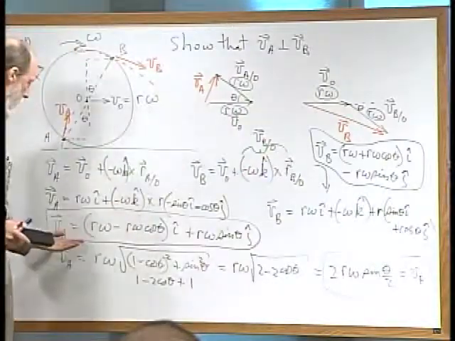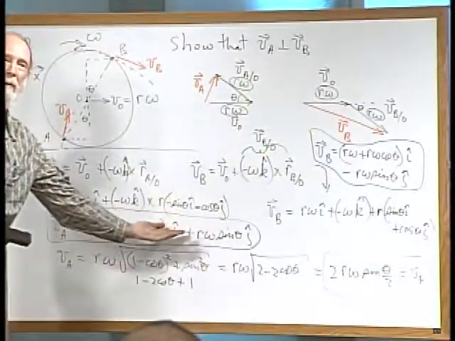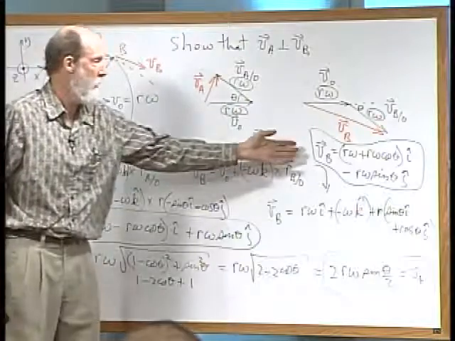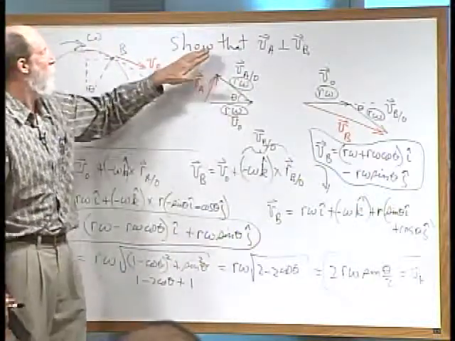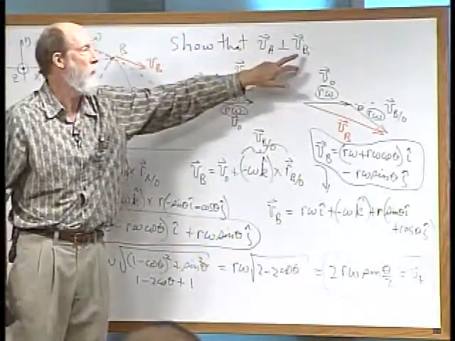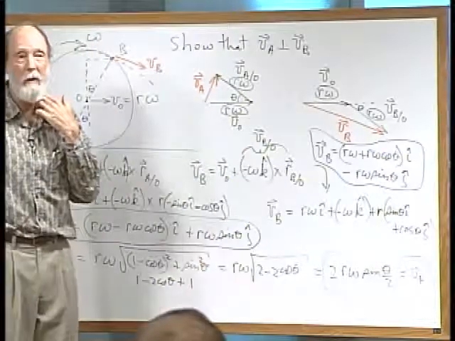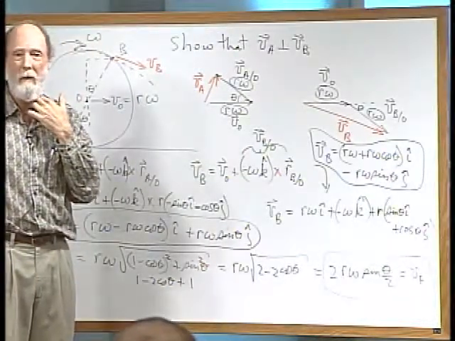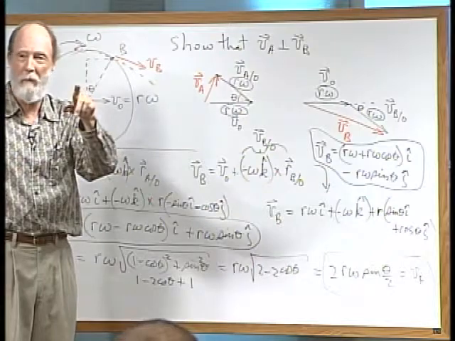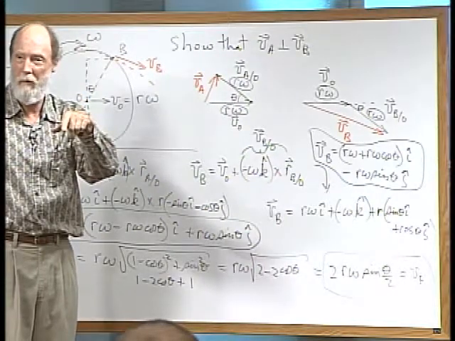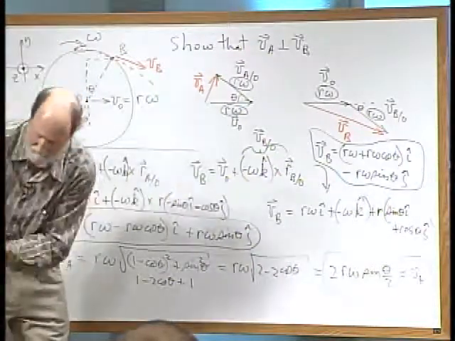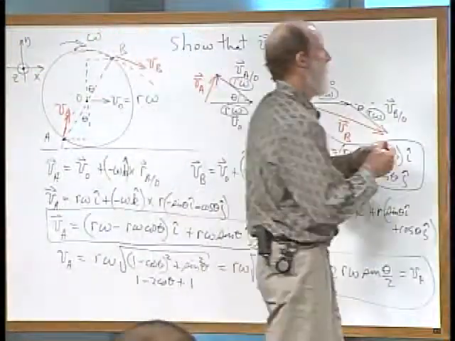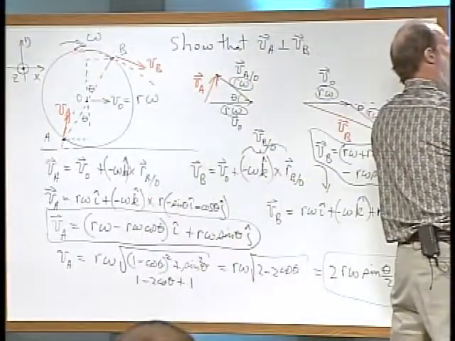So we have the velocity of A down here. We have the velocity of B over here. How are we going to show that one's perpendicular to the other? Dot product. Oh, dot product should be, if they're perpendicular, zero, right? Cool. Okay. So the velocity of A, excuse me?